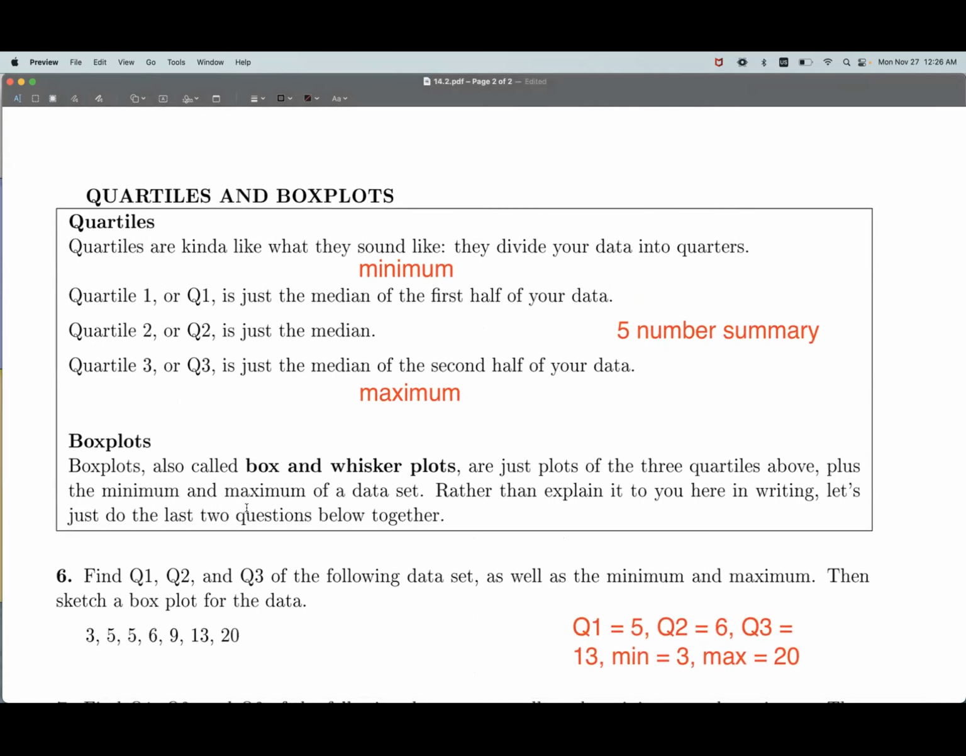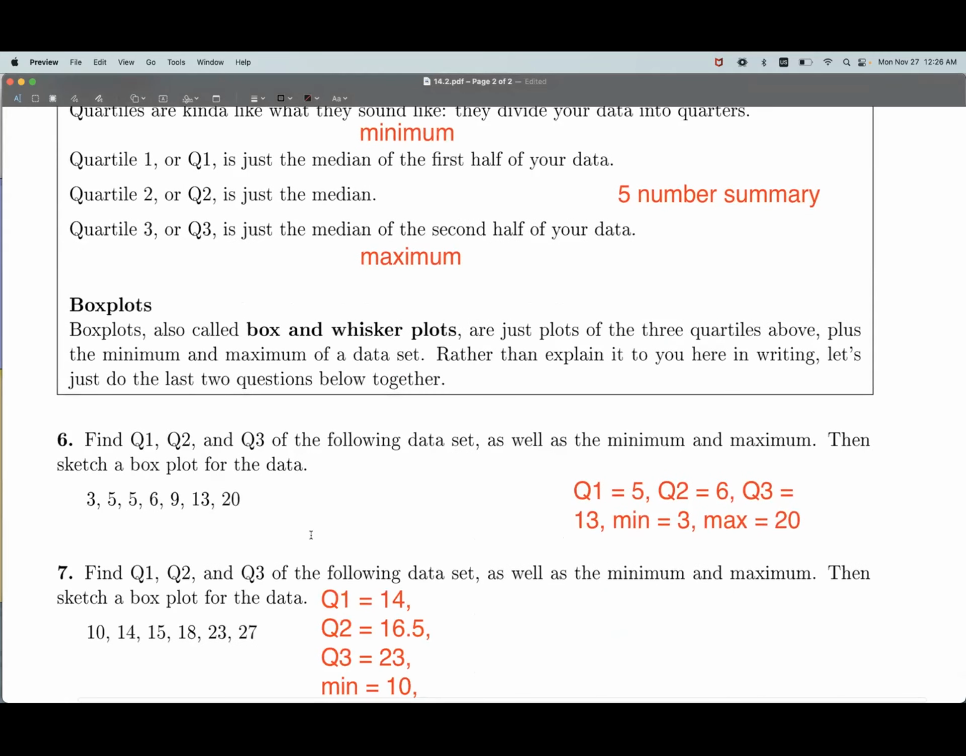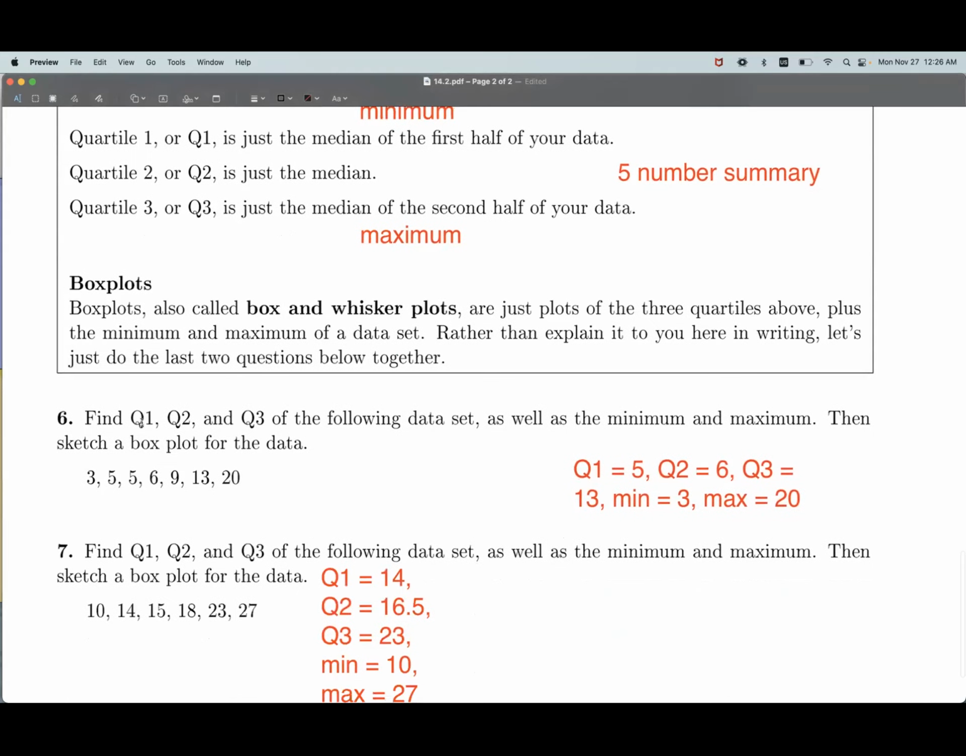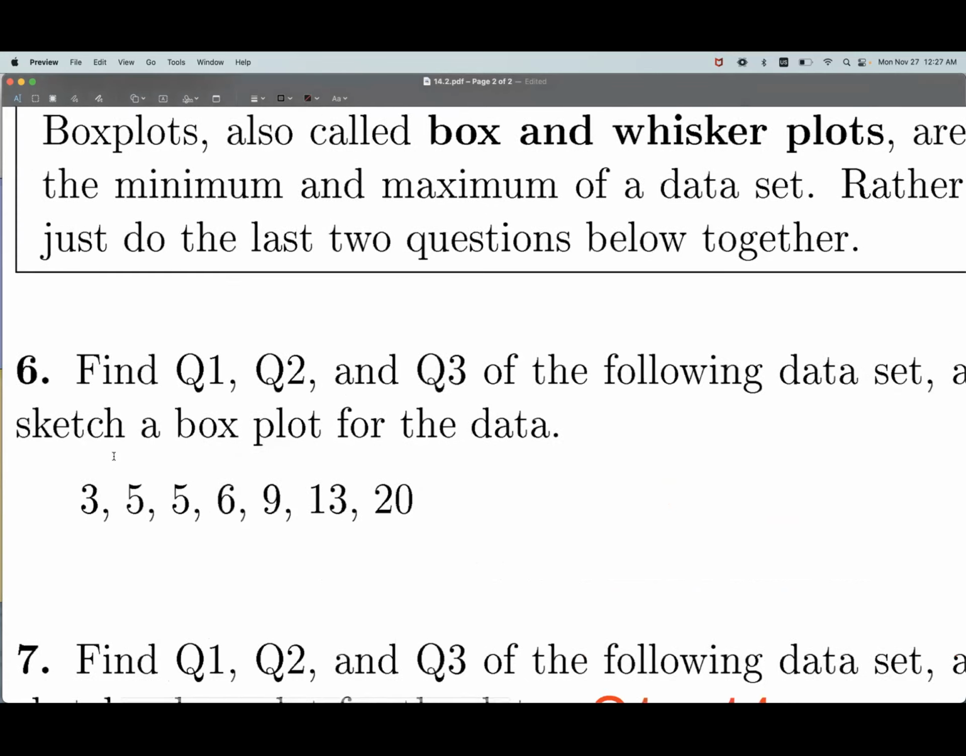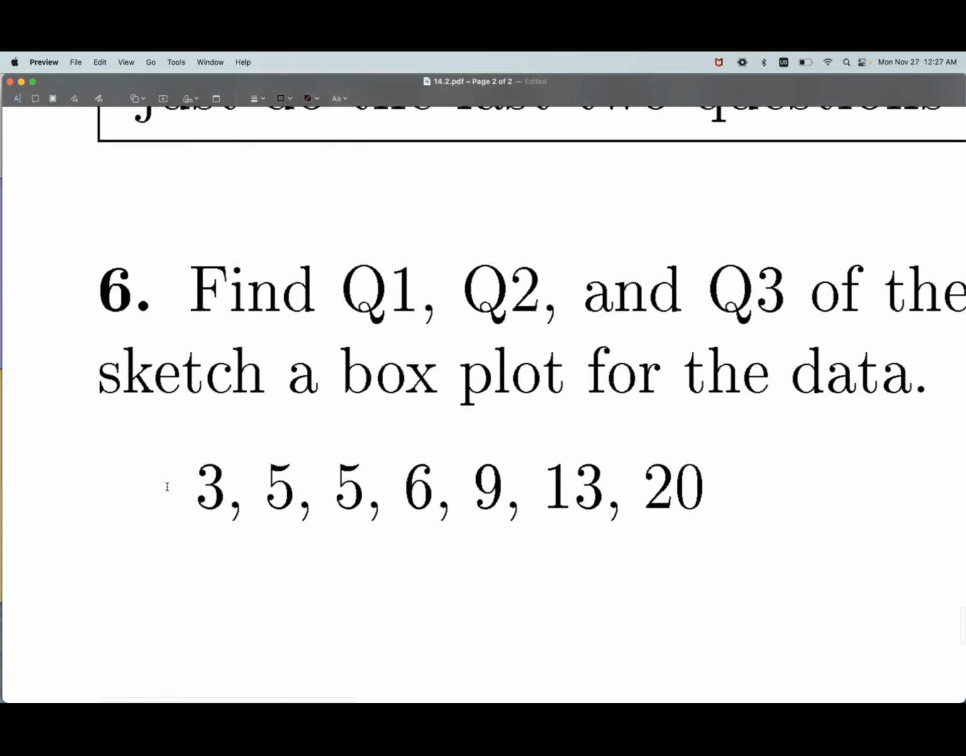What's a box plot? Rather than me explaining it without any visuals, I'm going to take some time to draw this out in the next two questions, number 6 and 7. But before we do that, let's practice finding Q1, Q2, and Q3. For this first question, I'm going to find Q1, Q2, and Q3 just by looking at the data.